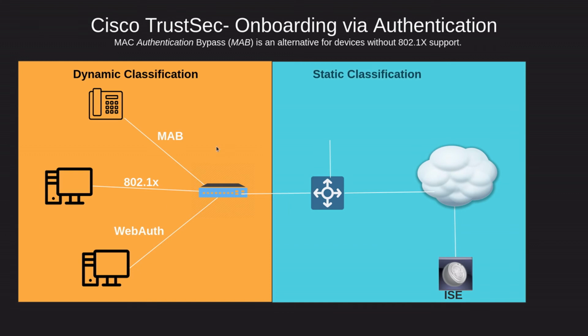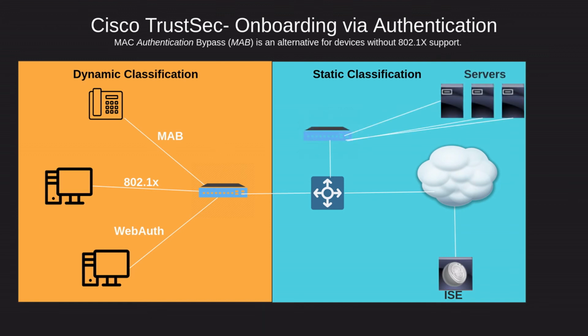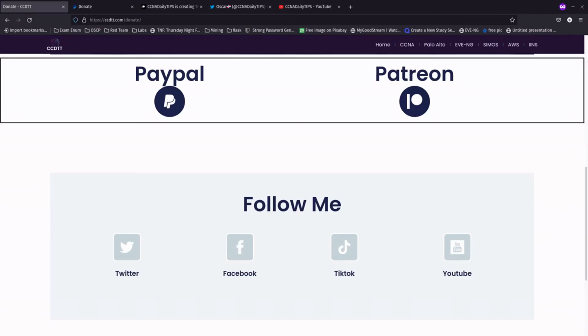Then we have static classification, which we are mostly going to see in the data centers where all the servers are. They're not going to be moving; they're always going to be connected. They're not going to be up and down and moving around like some of the laptops, phones, and other wireless devices out there. So that's how onboarding via authentication works for Cisco TrustSec. And we also went over micro segmentation for the Cisco SD access policy via Cisco TrustSec.